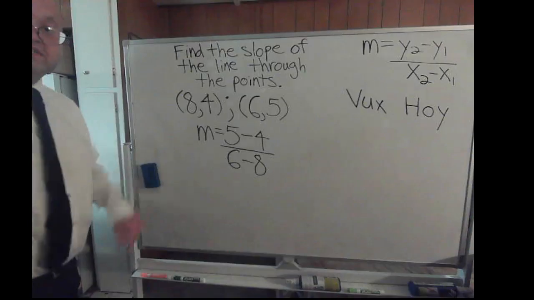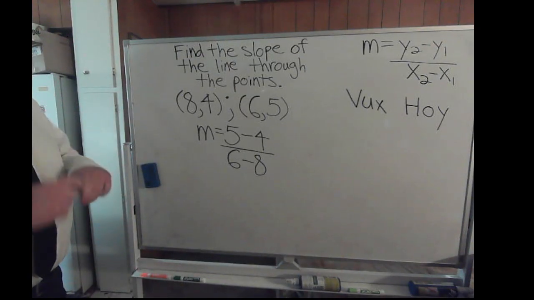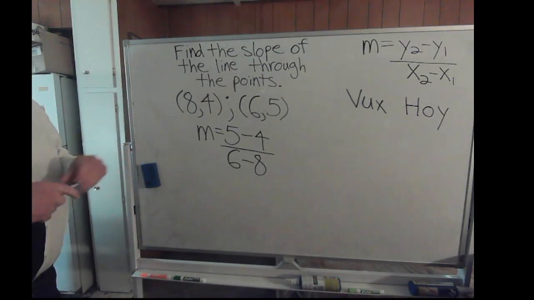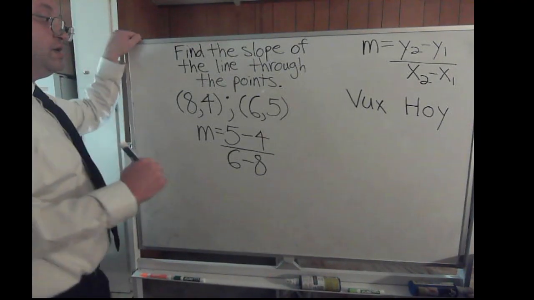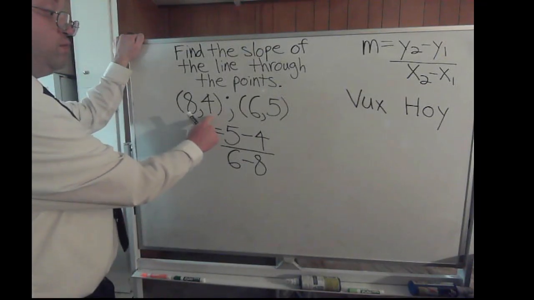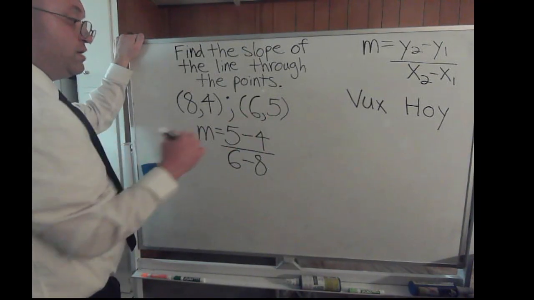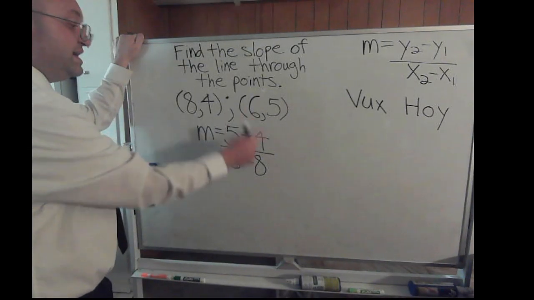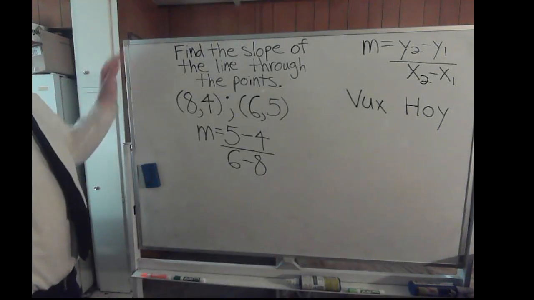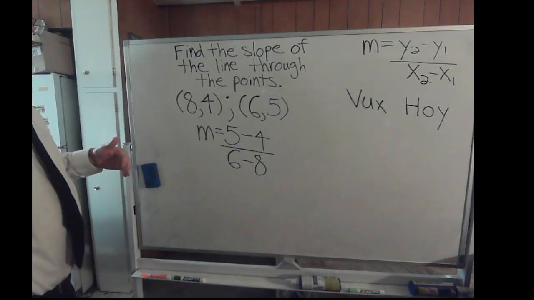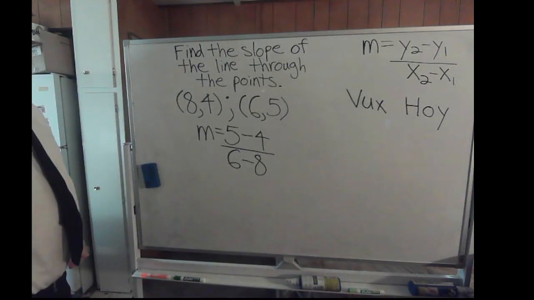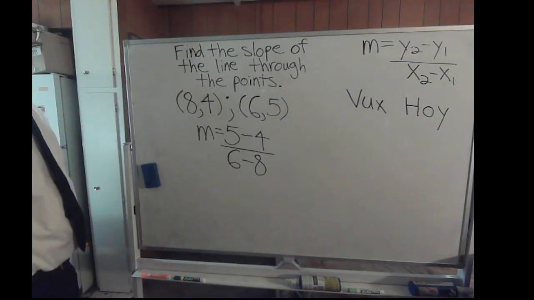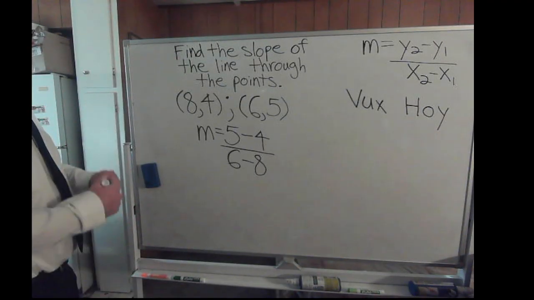And let me preface this real quick. It doesn't really matter which one you call your first coordinate, which one you call your second coordinate, that's fine. But once you start out, let's say I made 4 the second y-coordinate and 5 the first y-coordinate, I would have then had to make 8 the first x-coordinate and 6 the second x-coordinate. You got to stick with the same order the whole time. So personally, as a rule, I like to say the second coordinate that you see, you treat that as the second coordinate. It just is going to make your life a lot simpler.